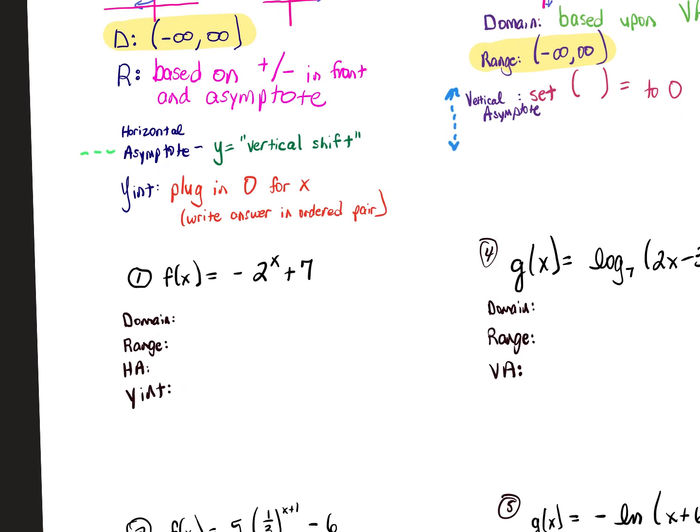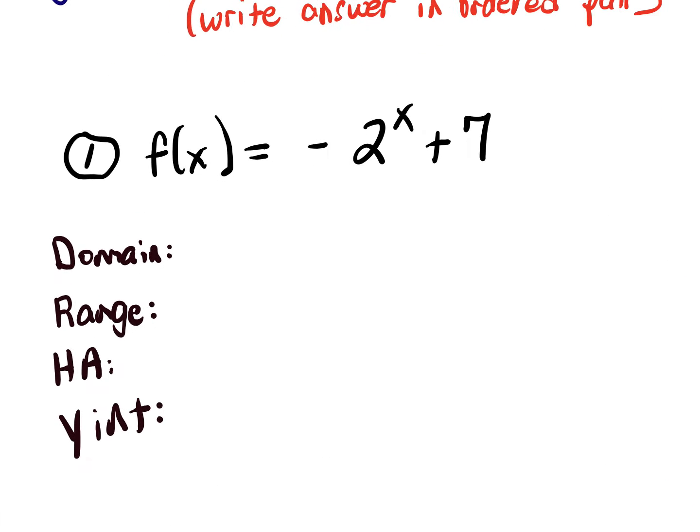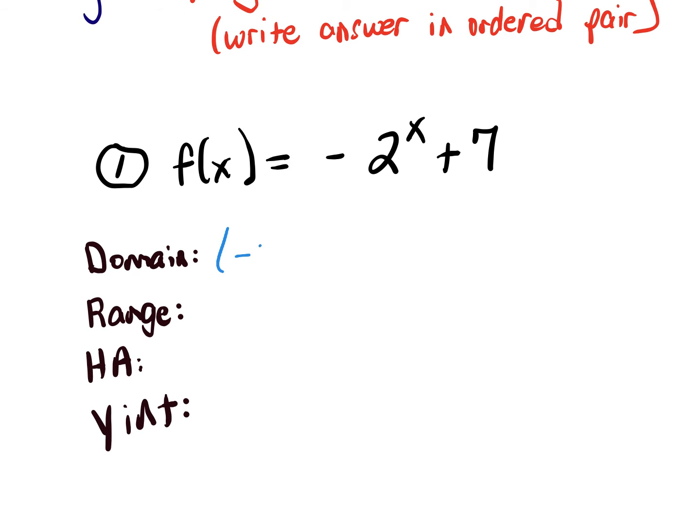Let's look at number 1. All right, I'm going to ask you all of these things. I'm going to say, what's the domain, the range, this and that? What is the domain for every single exponential function we're ever going to talk about? Negative infinity, good, to positive infinity. Now we'll talk about range in a second, but you can already tell me what the horizontal asymptote is. Y equals what? 7. It's whatever the shift is.